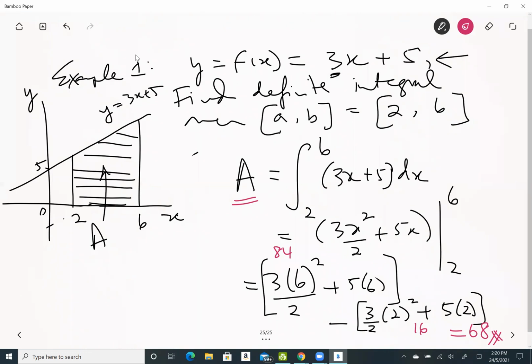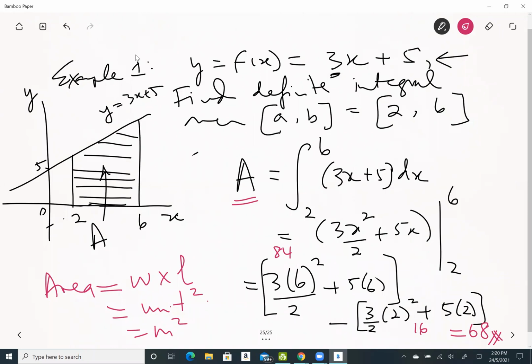Now, if you recall from your basic maths, if you are talking about area, what is the unit for area? You have the width multiplied by the length. So what is the unit? Meter squared. The unit is unit squared. For example, meter square or mile square. So the area is 68 unit squared.